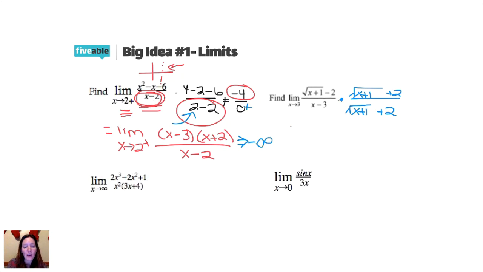Before today, you might have really only used that method to get square roots out of the denominator, because that's how we rationalize functions. We can use it in the numerator or in the denominator. It doesn't matter. If we want to get rid of the square roots to see what works, we can do it in either one. So in the numerator, I'm going to get x plus 1 minus 4. And in the denominator, I'm just going to leave it the way it is.